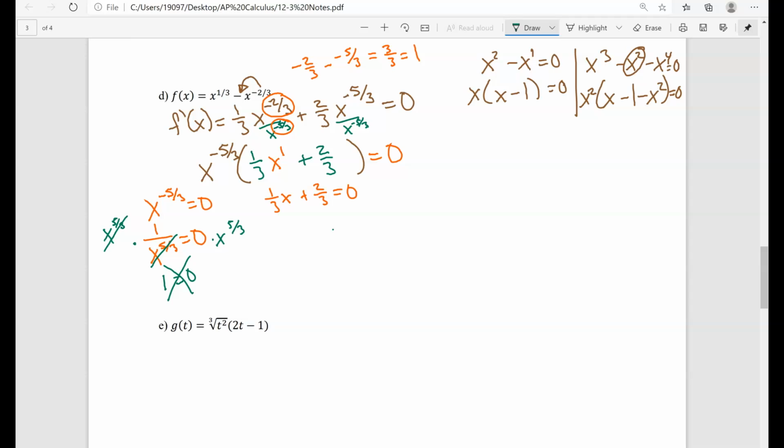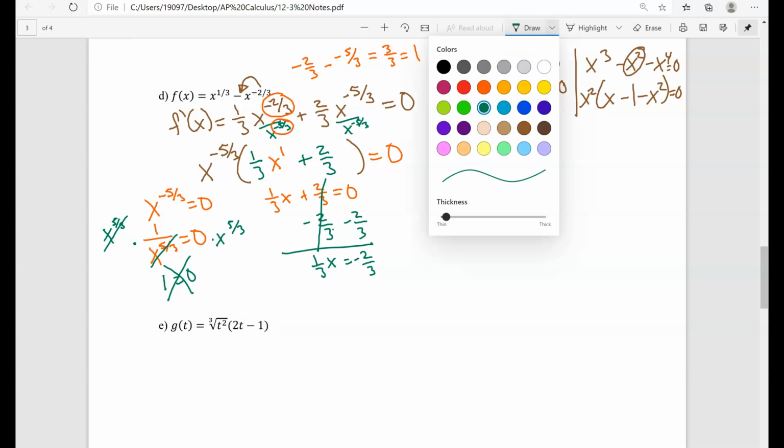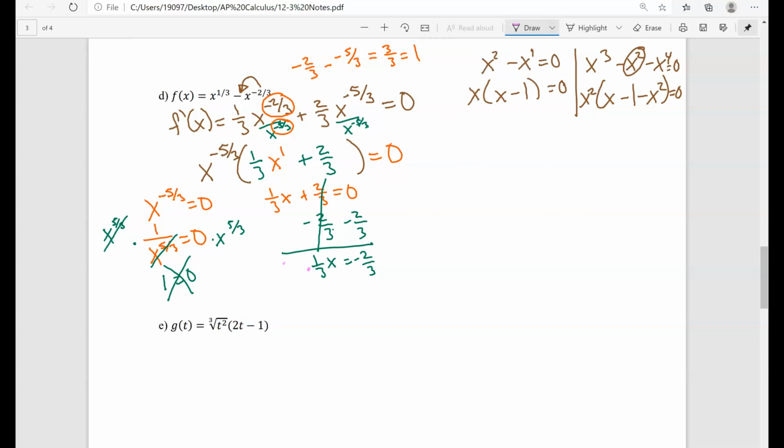And then for the other one, I'm just going to solve this equation. Subtract 2/3 from both sides. So I'm left with 1/3 x is equal to negative 2/3. I'm going to multiply both sides by 3. And then what I'm going to get is just x is equal to negative 2. So that's going to be my answer for that guy.